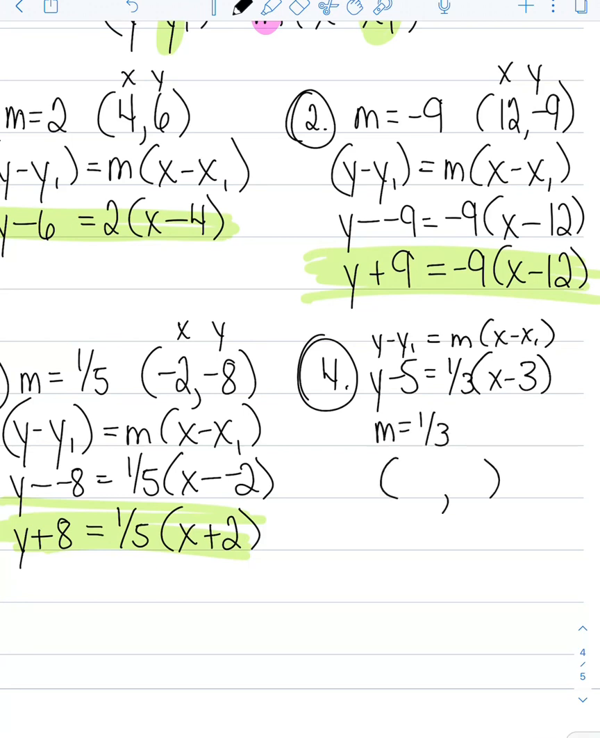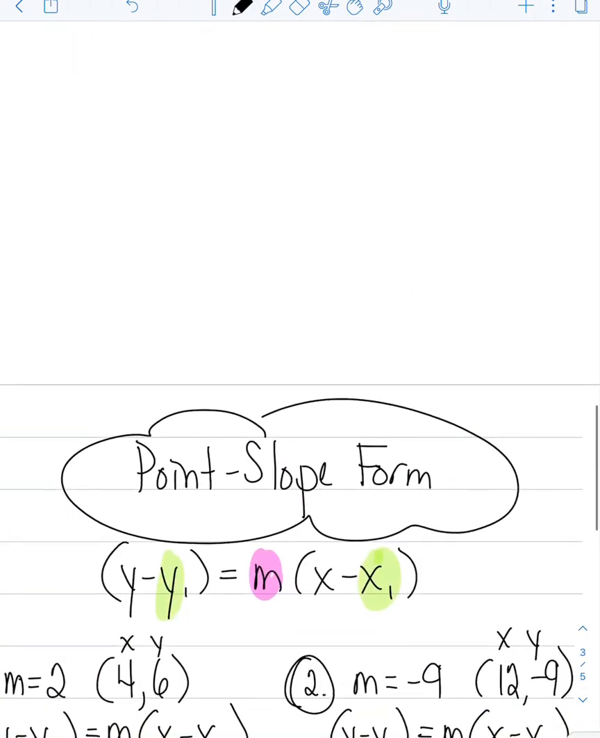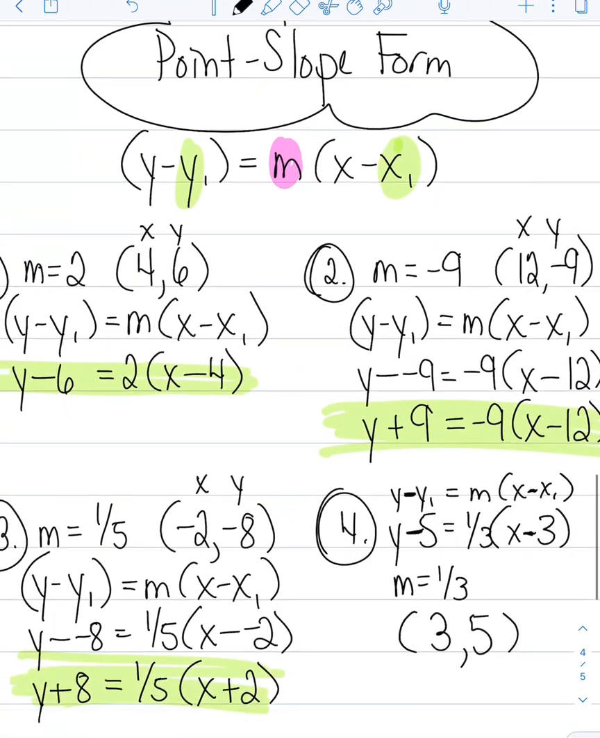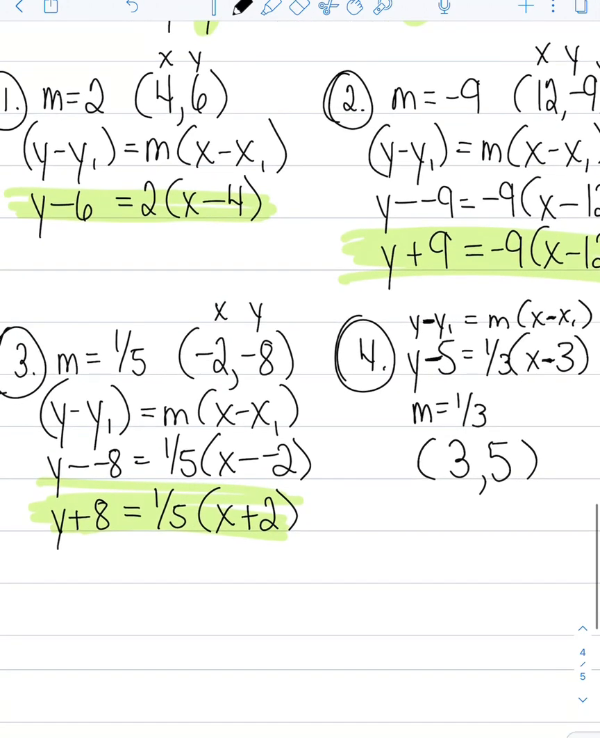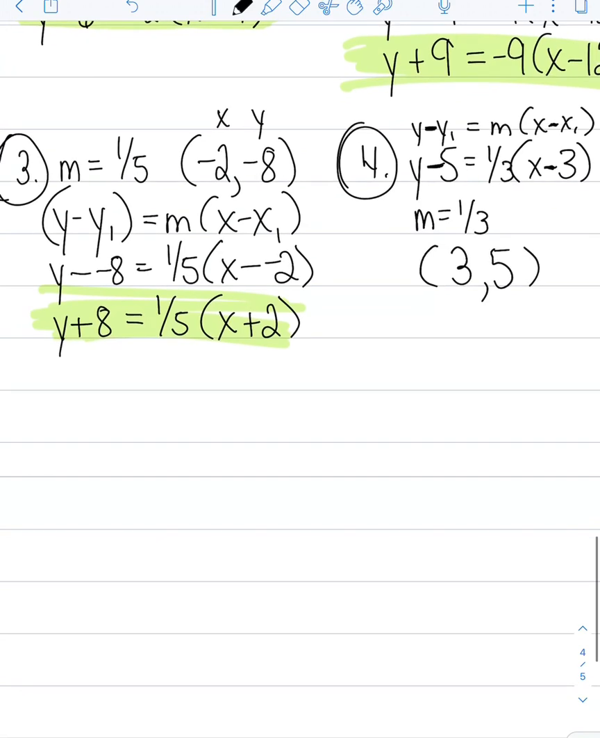Take your time with the point. Here I have a minus, here I have a minus, so my x is 3. Here I have a minus, here I have a minus, so my y is 5. So this line has a slope of 1/3 and it goes through the point 3, 5. But let's take a look at what we do with something like this.